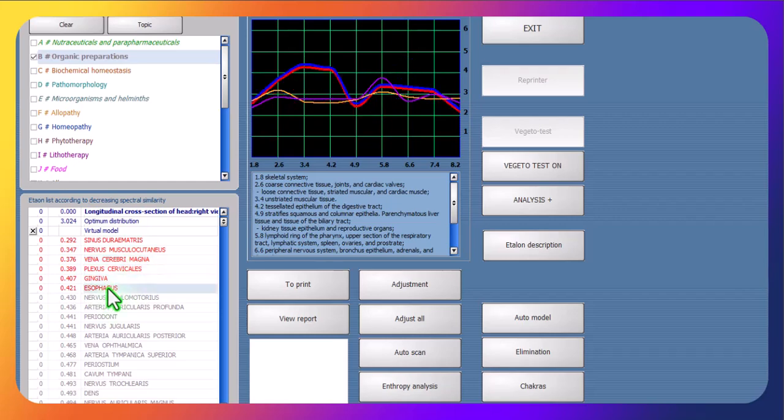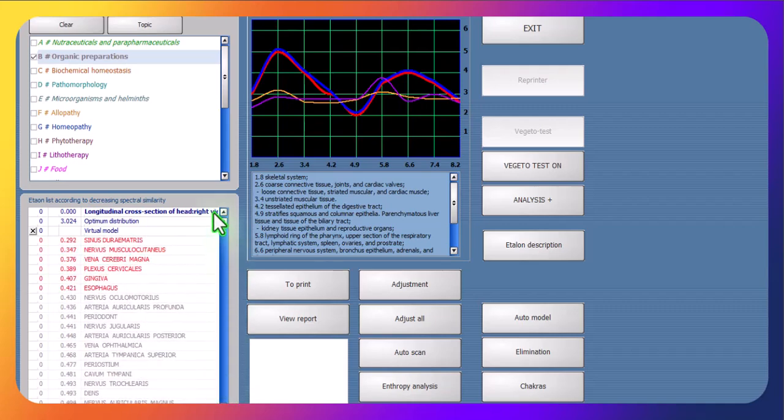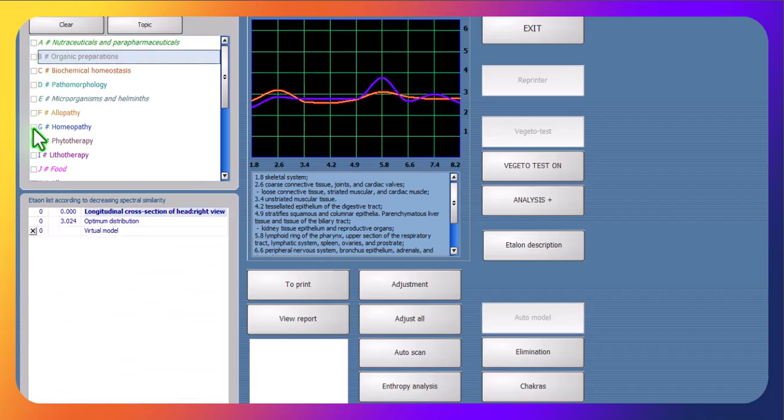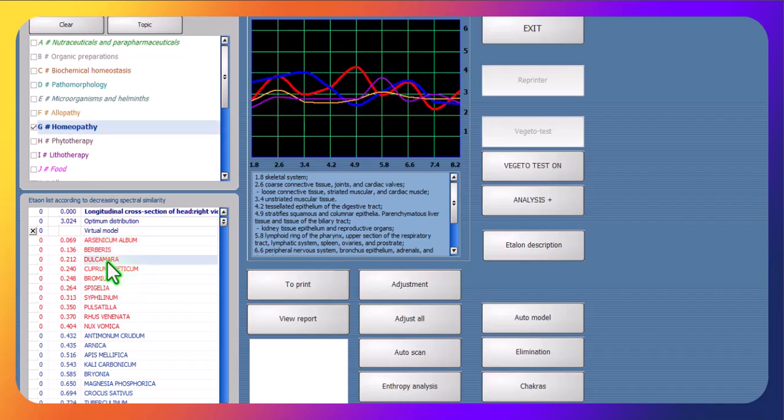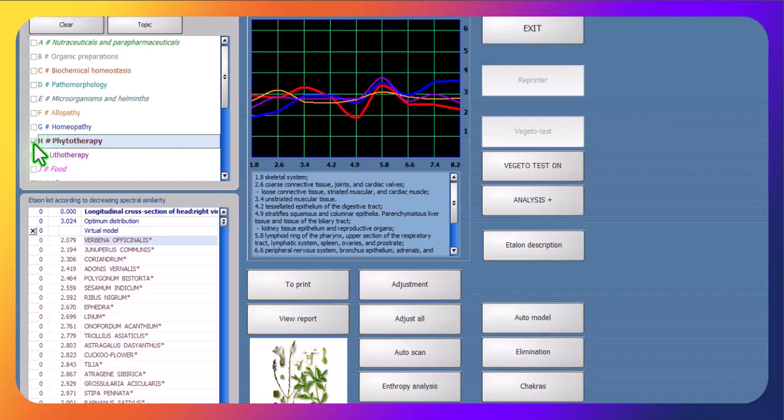They are organs of the body that present less entropy, and we can verify it by performing the Vegetou test. The organs that are at the end show that they have more entropy, but not necessarily a pathology; it only indicates that the elements that are above are better. Therefore organic preparations have the same interpretation as homeopathy. What is in red is better, the same interpretation as phytotherapy, chemotherapy or food. Therefore, in organic preparations, what is better is up.